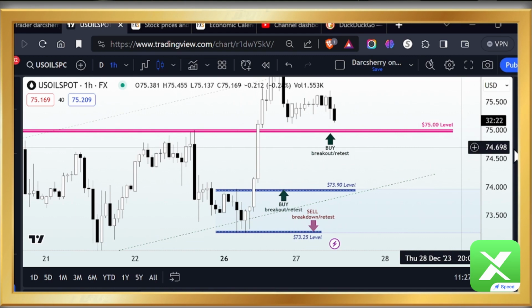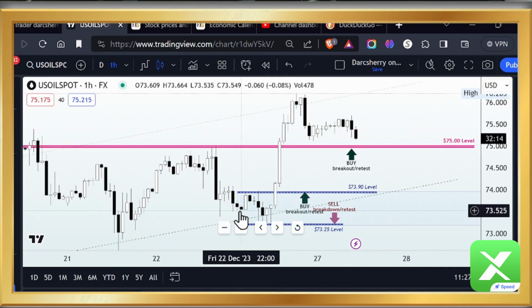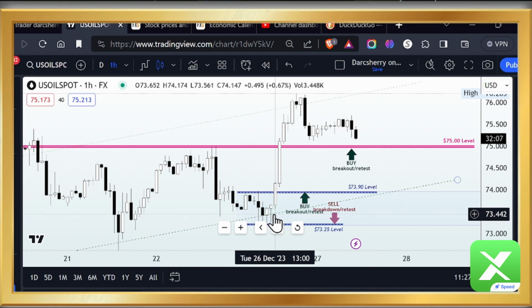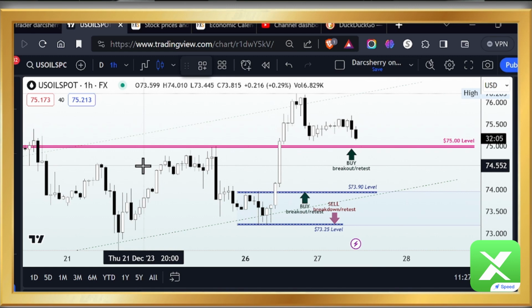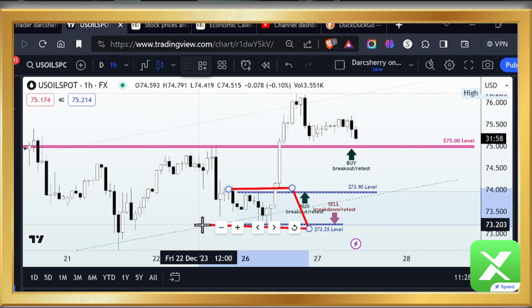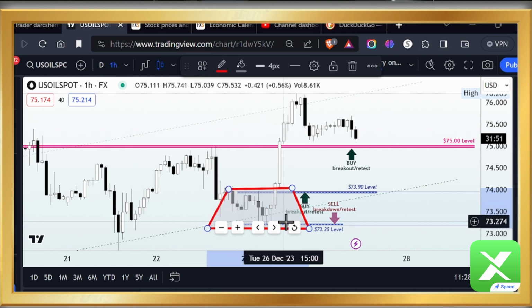So at the beginning of the week, I was able to identify a range where price action was confined for about 10 hours. Price action was confined within the $73.90 level right here, and of course the $73.25 area, to emphasize the level of indecision going on at that particular point in time.